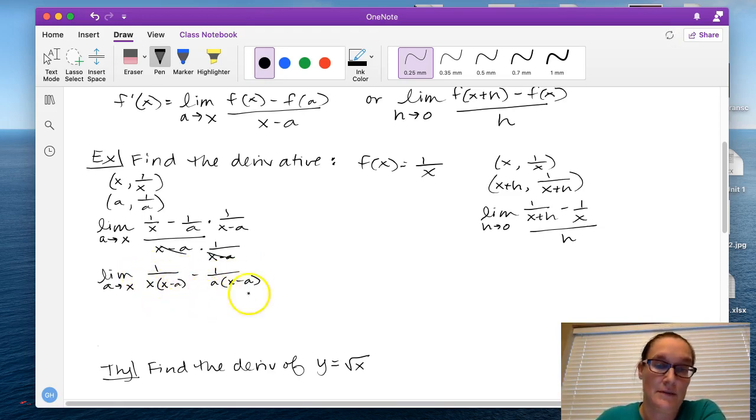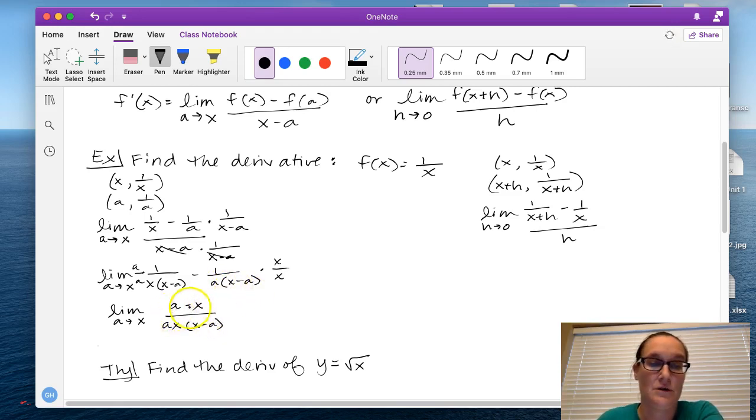If we look at our two denominators, they both have an x minus a in it. This one has an x, that one has an a. So we're going to multiply the first one by a over a, and we're going to multiply the second one by x over x. I'm going to skip a step here and just write it as one big fraction. Our numerator is going to be a minus x. Our denominator is going to be a times x minus a. So it almost cancels, but not quite. So we're going to factor out a negative from the numerator so that it's in the right order to cancel.